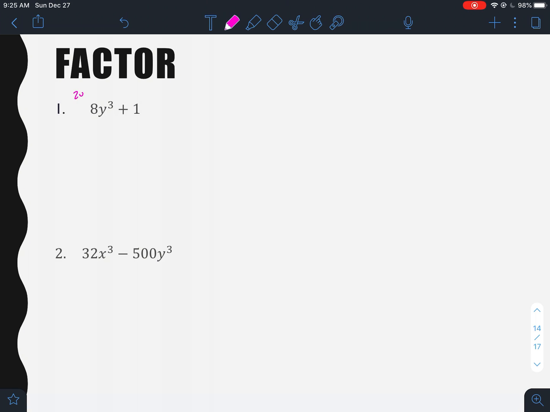All right, let's factor 8y to the third plus 1. So make sure it's a perfect cube and a perfect cube first. 8y cubed is 2y times 2y times 2y. And 1 is 1 times 1 times 1. It's a sum of two perfect cubes. So the first parentheses will be 2y plus 1.